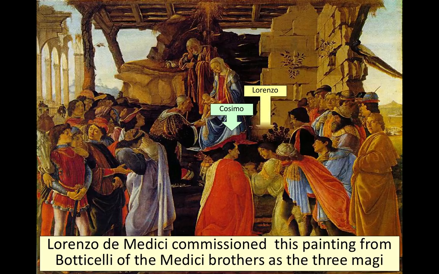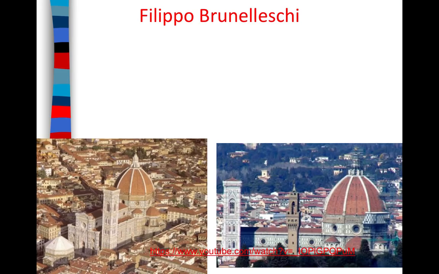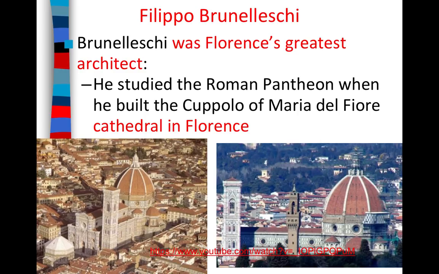Lorenzo de' Medici commissioned this painting from Botticelli of the Medici brothers as the Three Magi. So here are the three Medici brothers, Cosimo, Lorenzo, and Giuliano. And this painting was created by Botticelli. The Medici paid to build a massive domed cathedral for Florence. Filippo Brunelleschi is going to be the architect that created that cathedral. And he did that by studying the Roman Pantheon when he built the Cupola of Santa Maria del Fiore Cathedral in Florence.